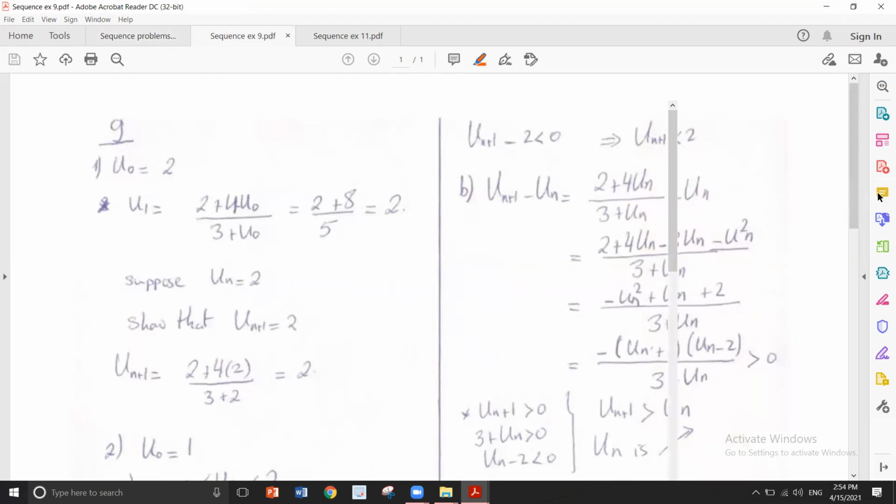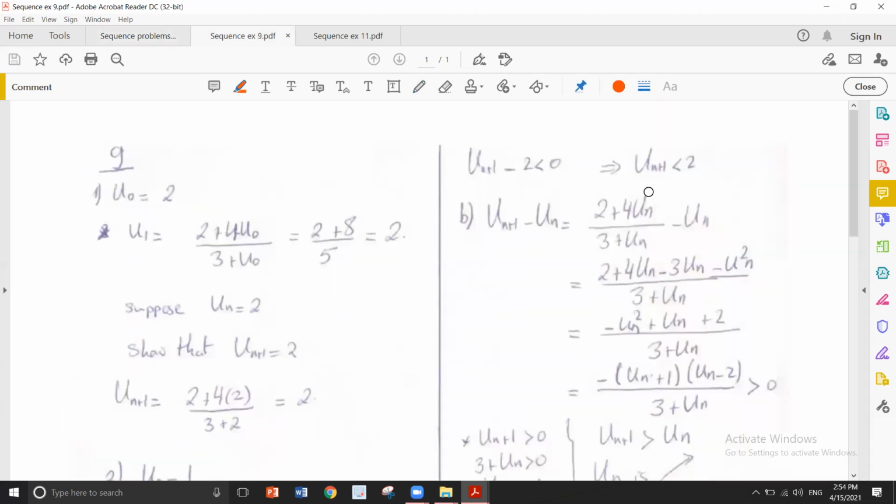We have u0. So exercise 9, u0 equals 2. u1 equals 2 plus 4 u0 over 3 plus u0. With u0 equal to 2, that is 2 plus 8 over 3 plus 2, which is 10 over 5, equal to 2. Suppose u n equals 2. Required to show u n plus 1 equals 2.